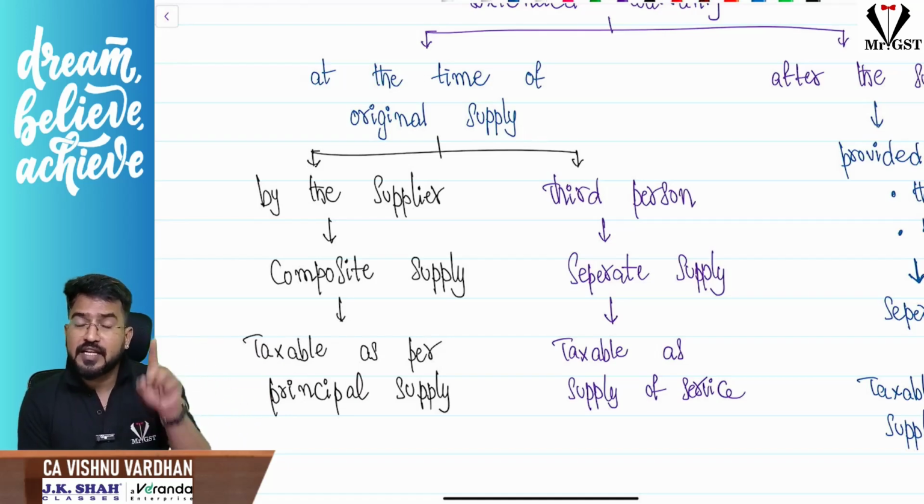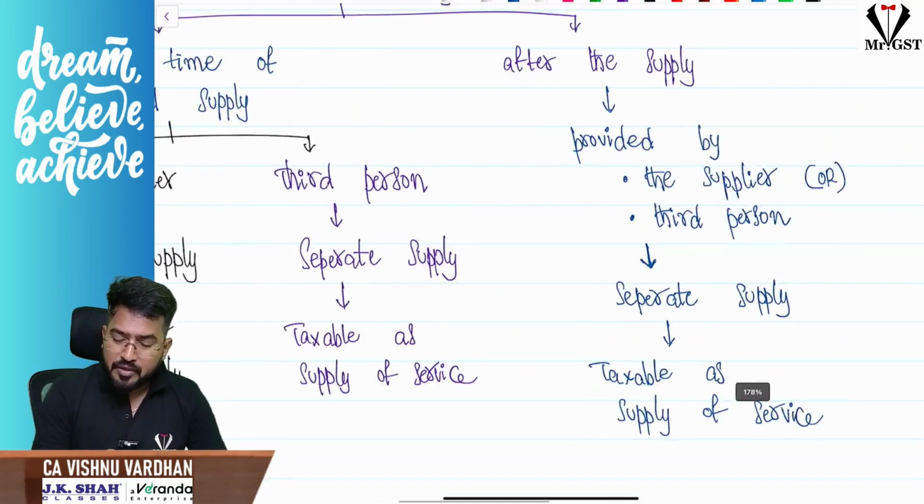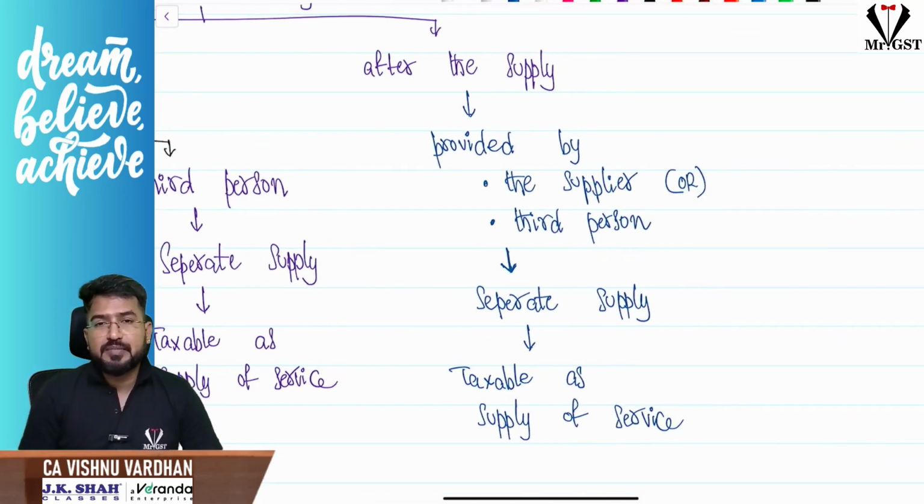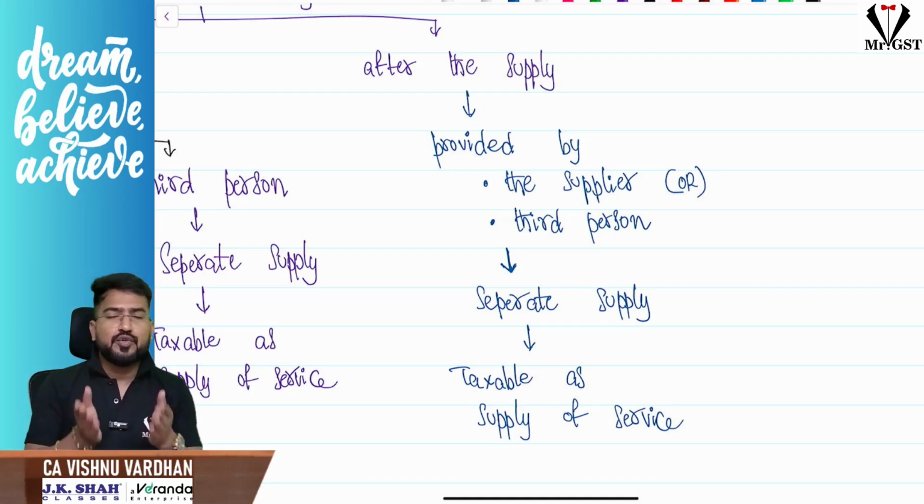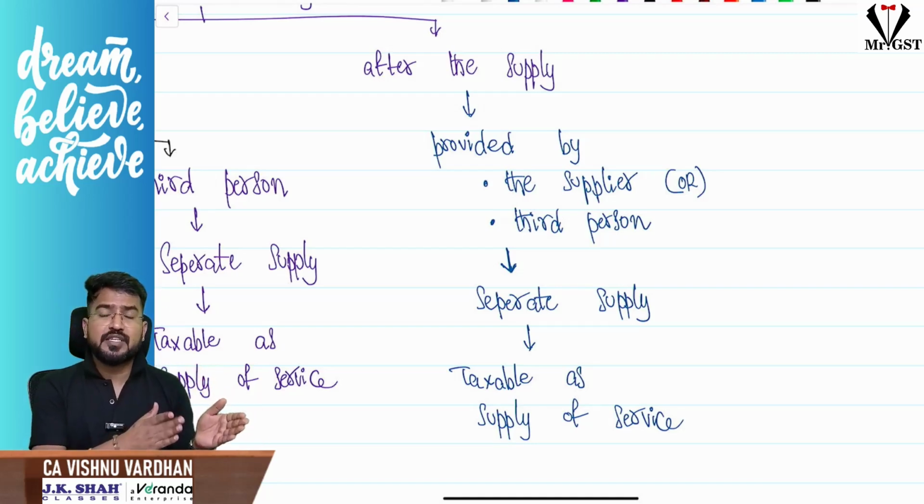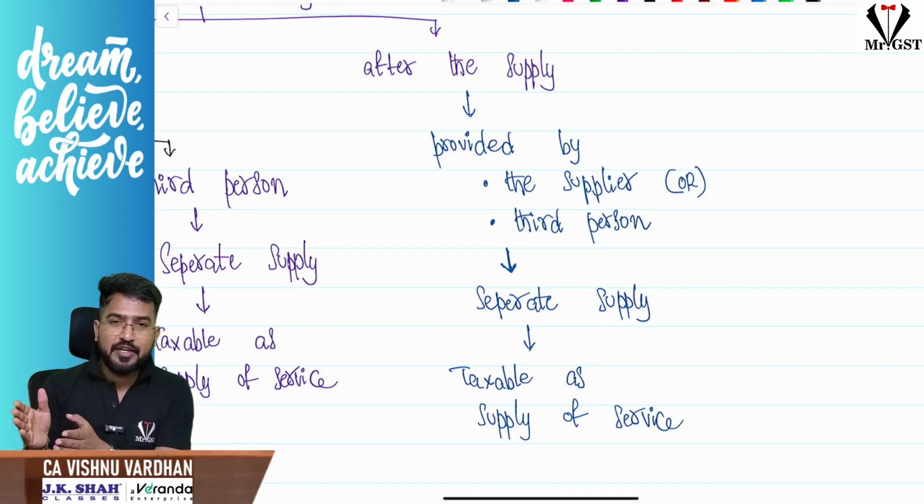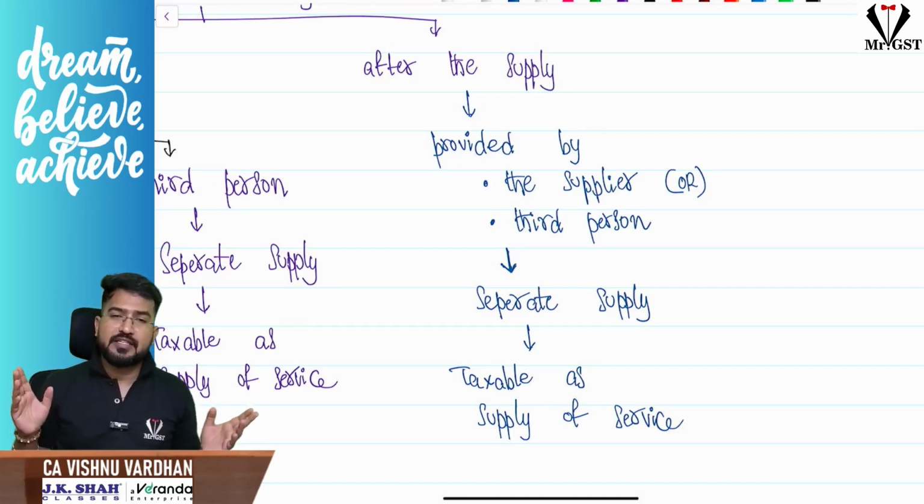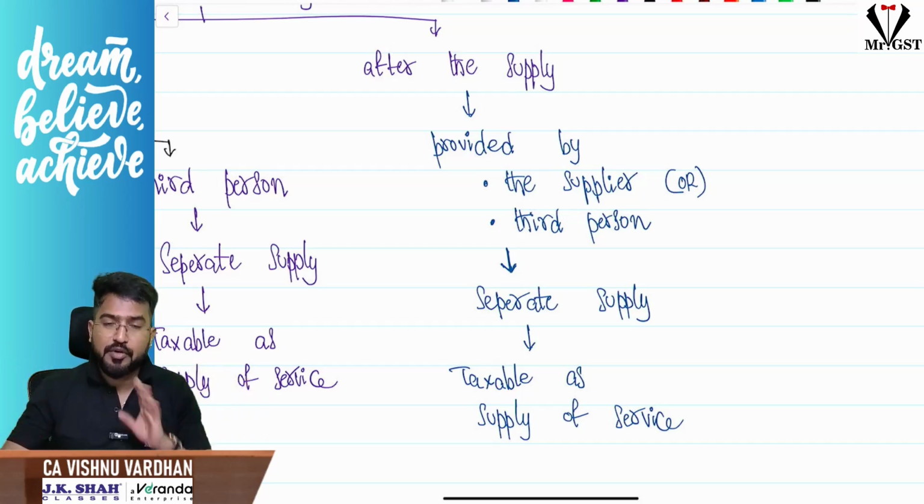Okay, what if this extended warranty is taken at the time of buying the product itself? No sir, after the product is purchased, later on we are taking the extended warranty. In that case, no matter whether the seller is giving you the extended warranty or some other third person is giving you the extended warranty, it is altogether a separate supply and it will be taxed as a supply of service only. Okay, that is the concept of extended warranty.